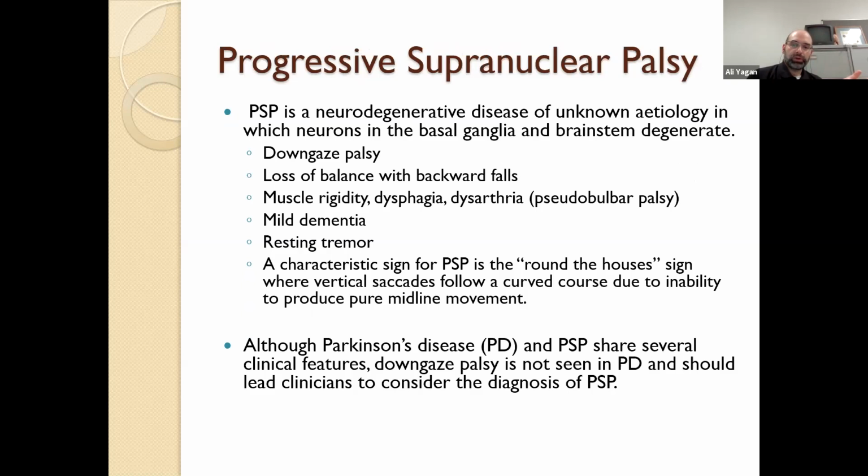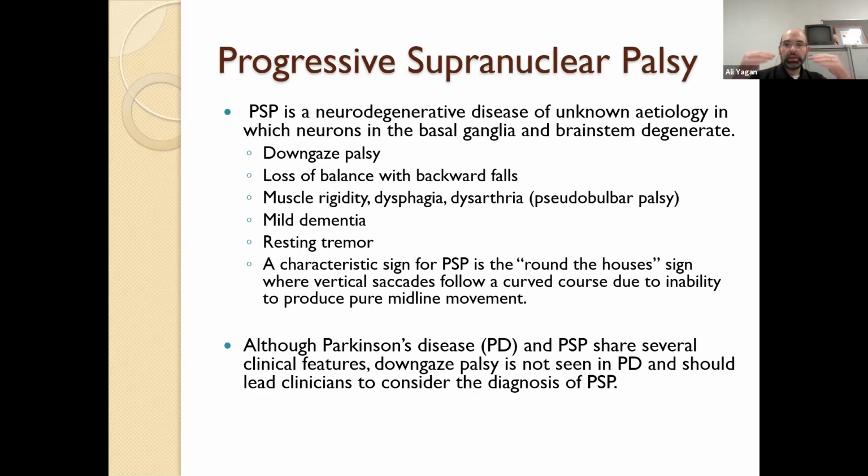Progressive supranuclear palsy is a disease that affects the midbrain, and it causes lots of neurological symptoms, but primarily from the eye point of view, it causes a vertical gaze palsy. Usually down gaze is affected more than looking up, in the beginning at least. Eventually it affects both vertical and horizontal movements, but essentially at the beginning of it, they cannot look down.